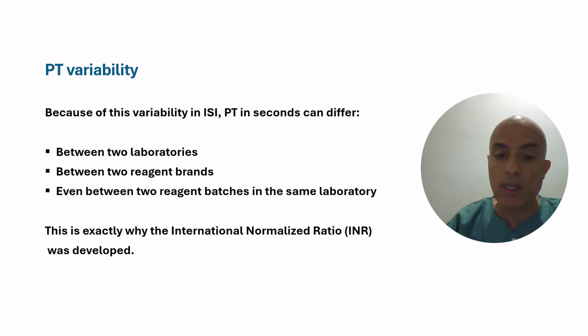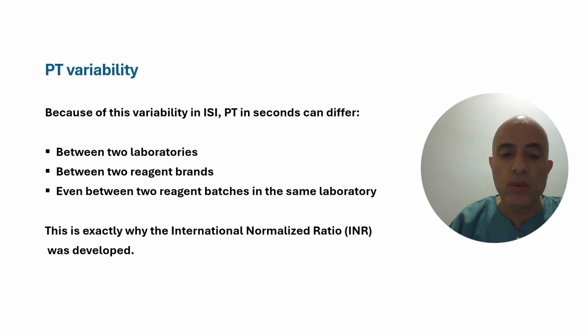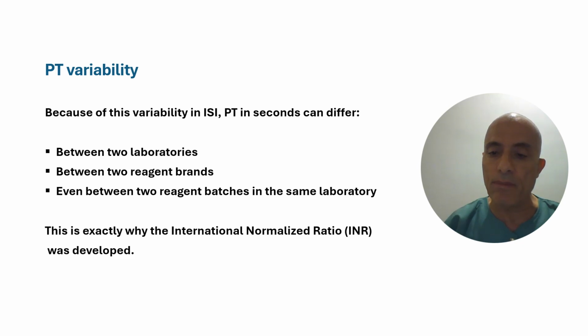Because the International Sensitivity Index is variable according to the reagent used to measure the prothrombin time, prothrombin time in seconds can differ between two laboratories, between two reagent brands, and even between two reagent batches in the same laboratory. This is exactly why the international normalized ratio was developed. In fact, it is a calculated test derived from the prothrombin time test.